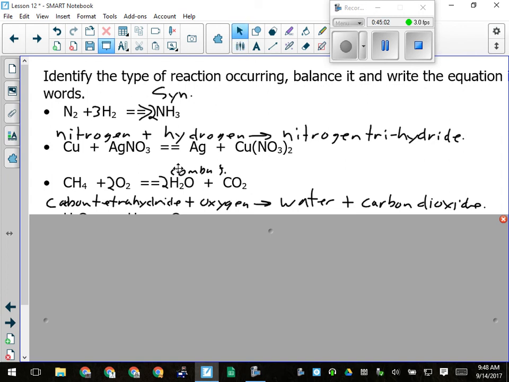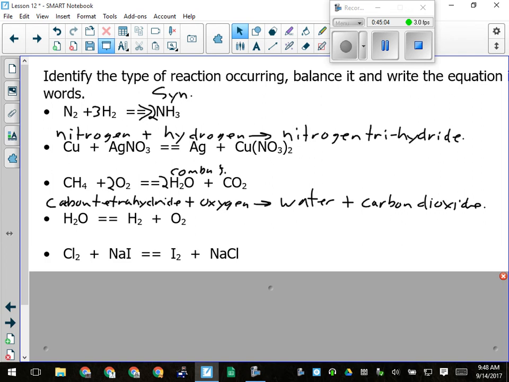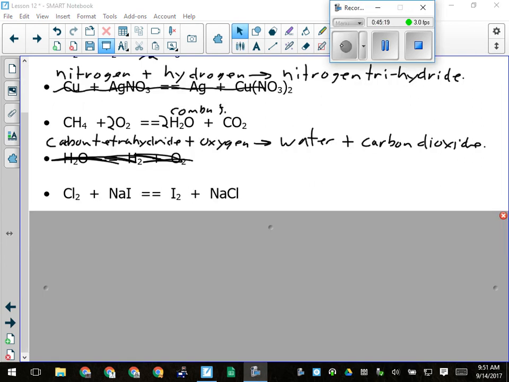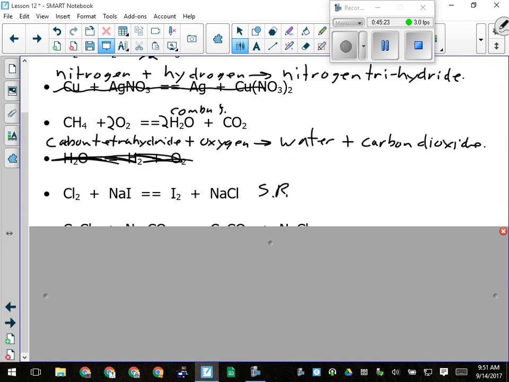All right. Try those two. Actually, sorry, don't try this one because we already did this one. That was our example for decomp reaction. So try this one here. This is a single replacement reaction, right? What's the balancing going to be?